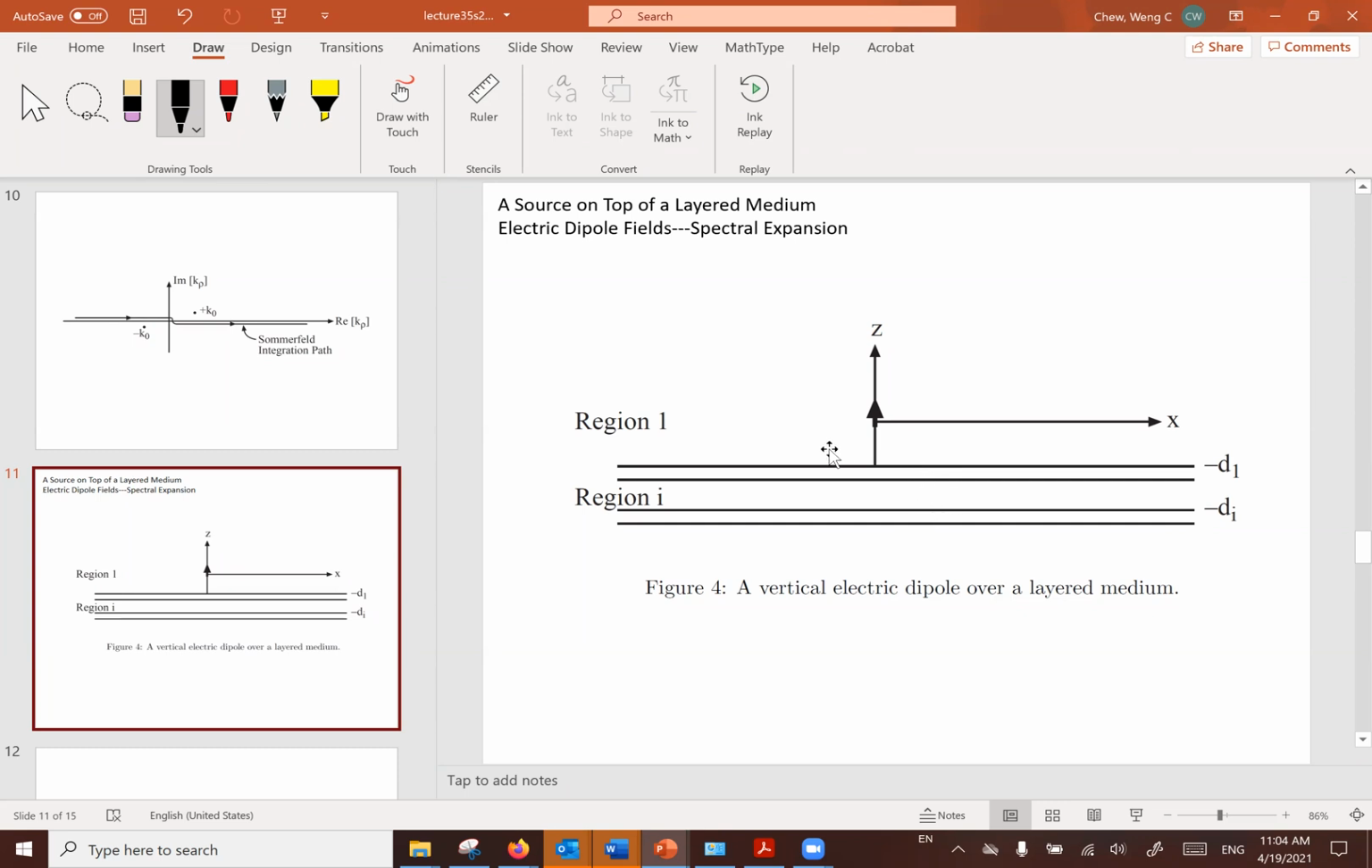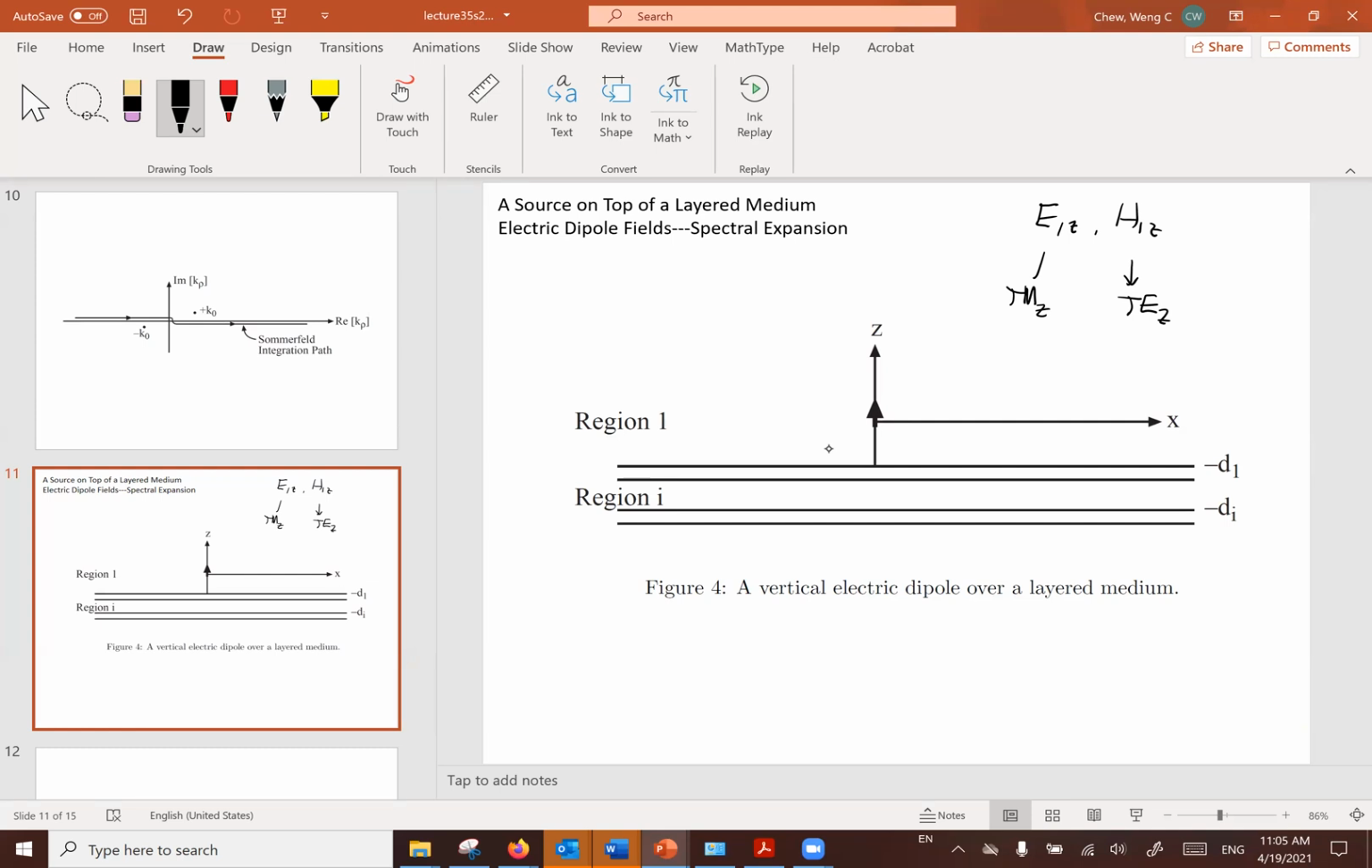Similarly, just like the waveguide case, then we can actually identify, like in region 1, different kinds of field components. The E1z must represent TM to z waves. The H1z must represent the TE to z waves.